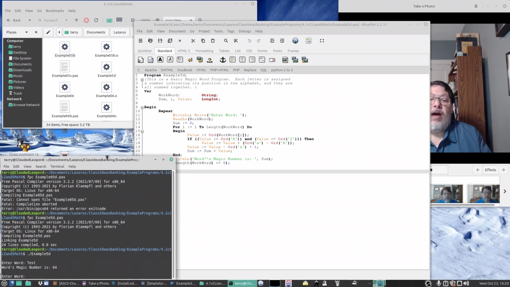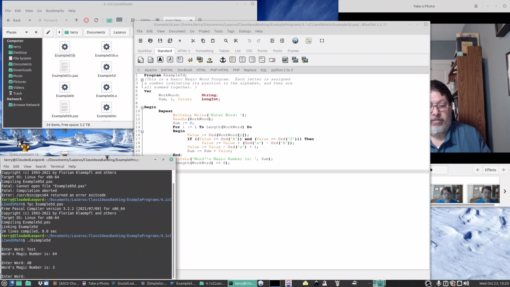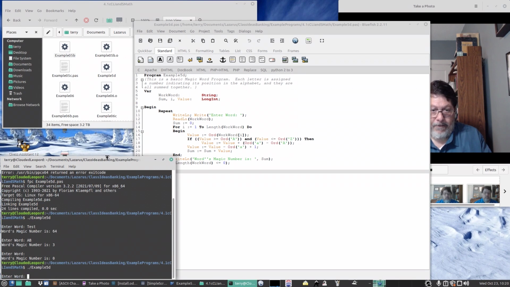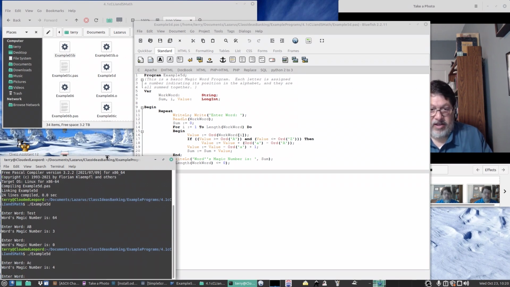A better example would be, let's just use the letters AB, which should give us 3, which it does. AC is 4. As you can see, case doesn't matter.